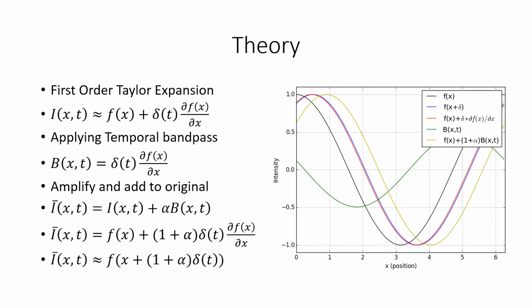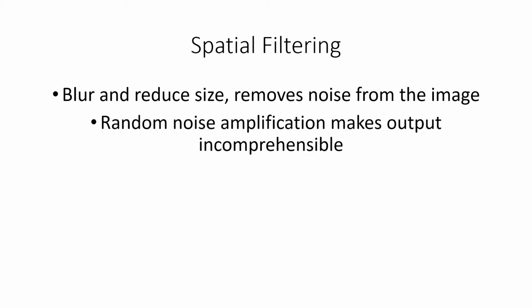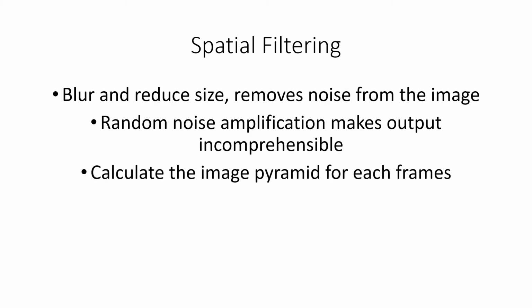However, before we magnify these motions, we first want to use spatial filtering to reduce the noise. Without the filtering, the noise will be wildly amplified, making the video unrecognizable. So an image pyramid must be calculated for each frame in the video.